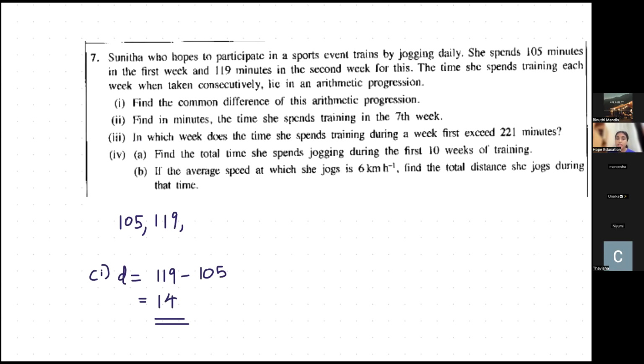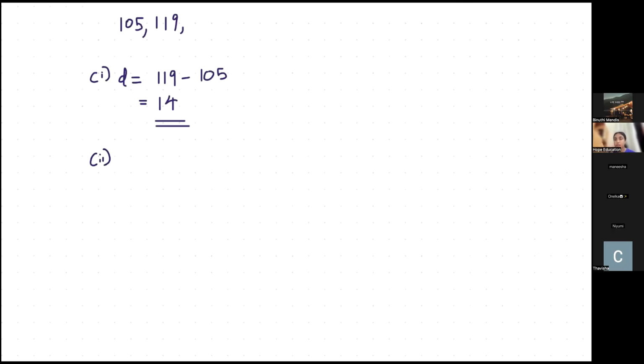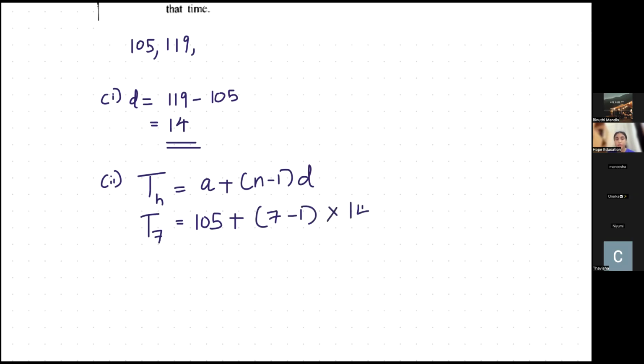Then, find in minutes the time she spends training in the 7th week. We know the common difference, so we have to find the 7th term, right? We know Tn equals a plus n minus 1 d, if it's an arithmetic progression. A is our first term, that is 105. We are finding T7, so n is 7, so 7 minus 1. D is the difference, 14. 105 plus 7 minus 1 is 6, multiplied by 14.